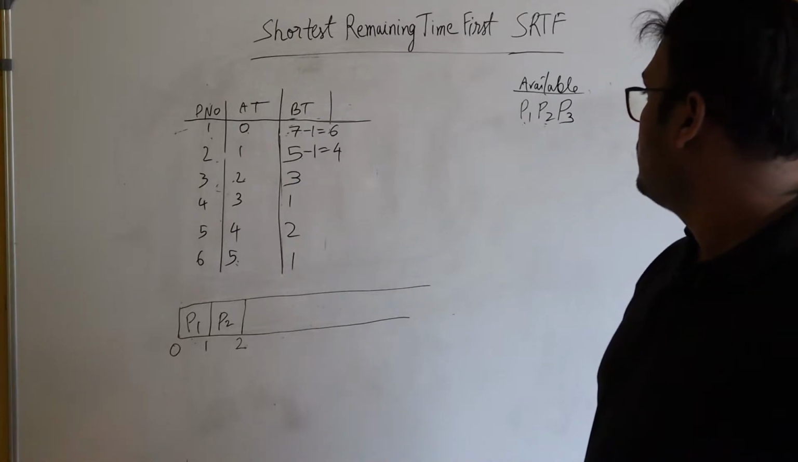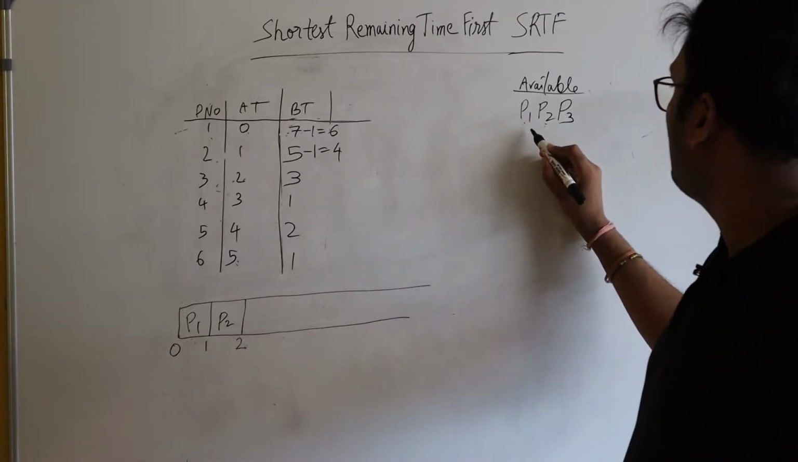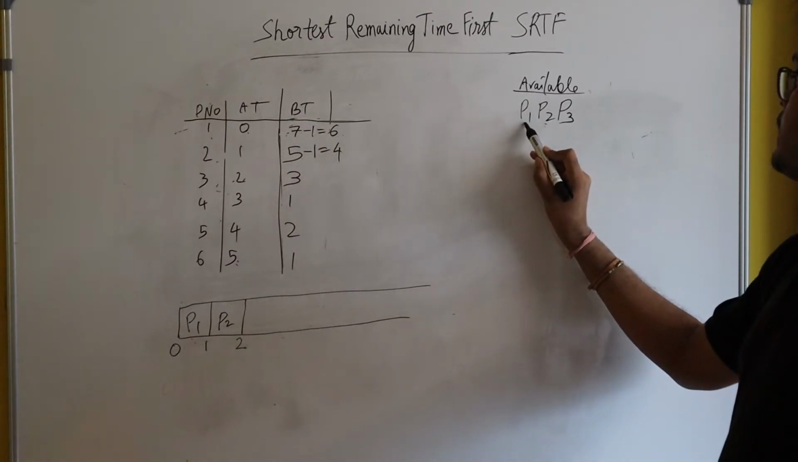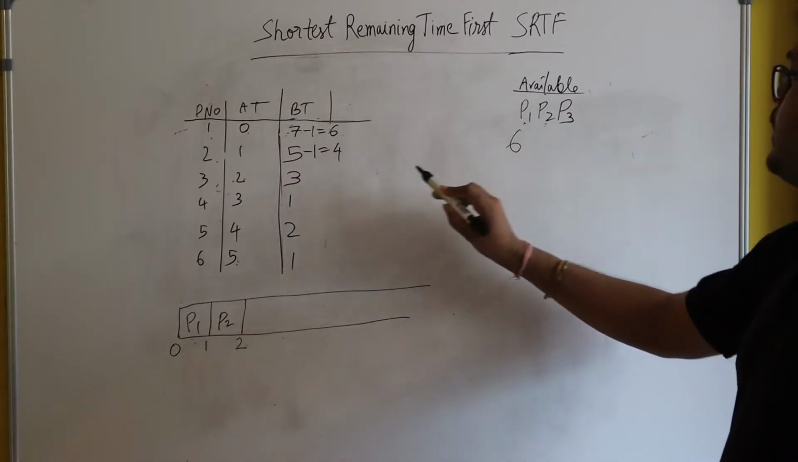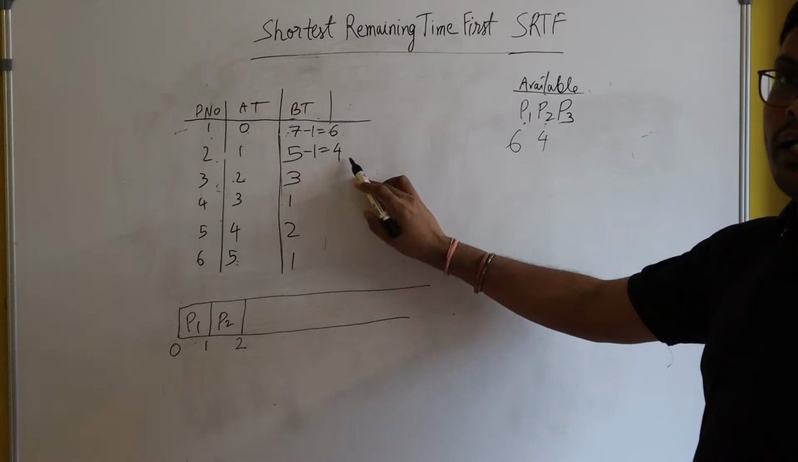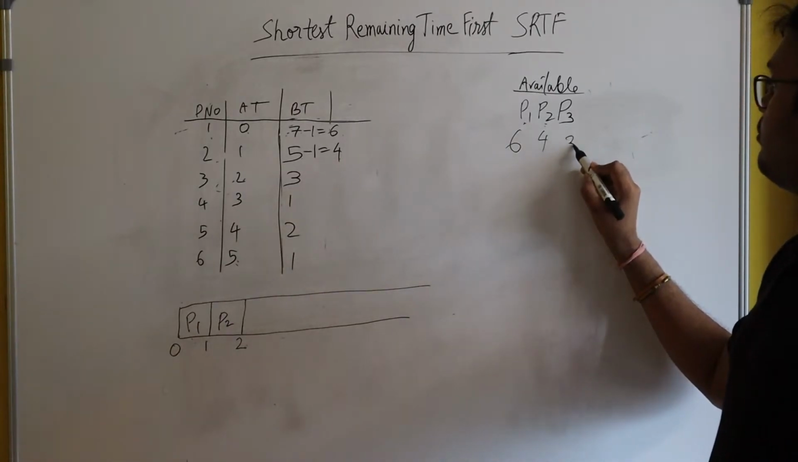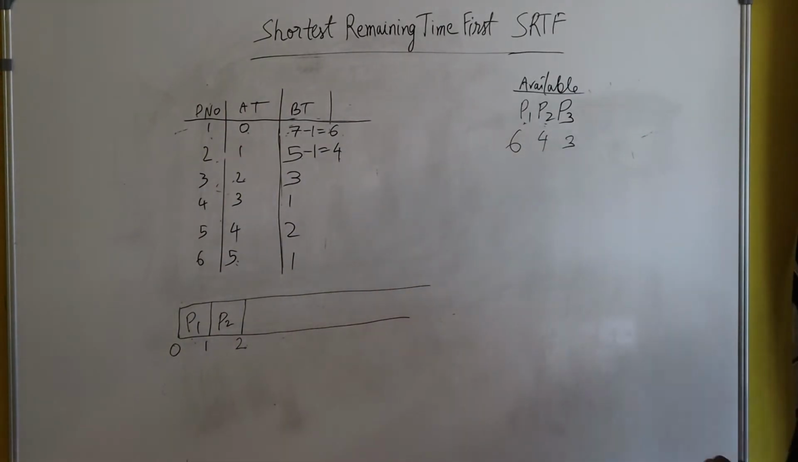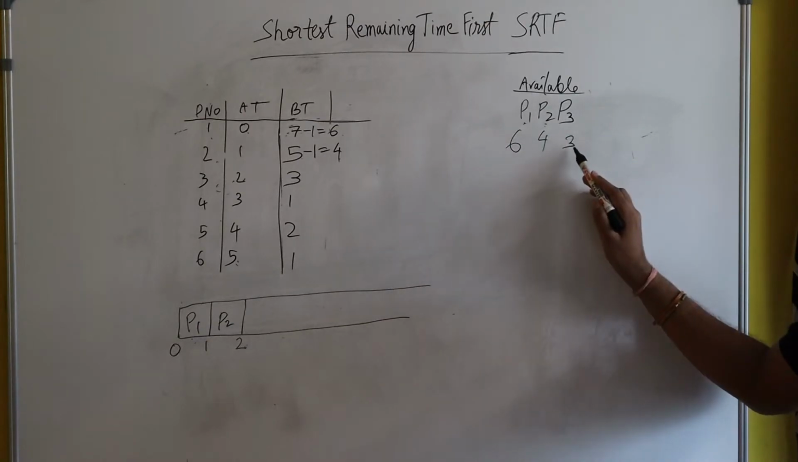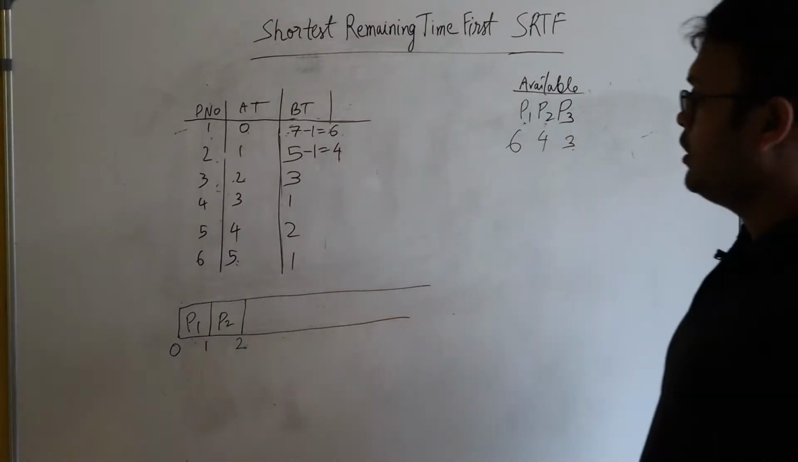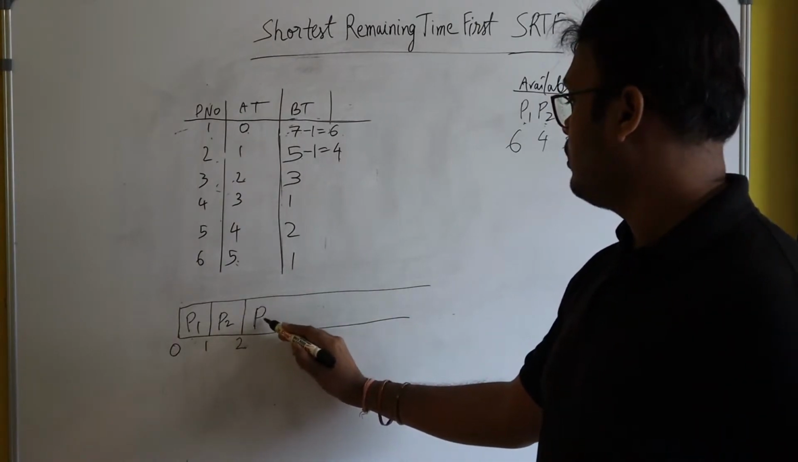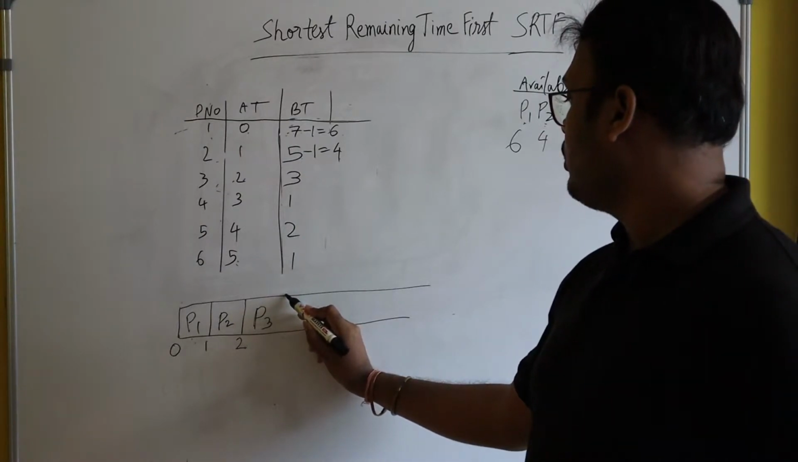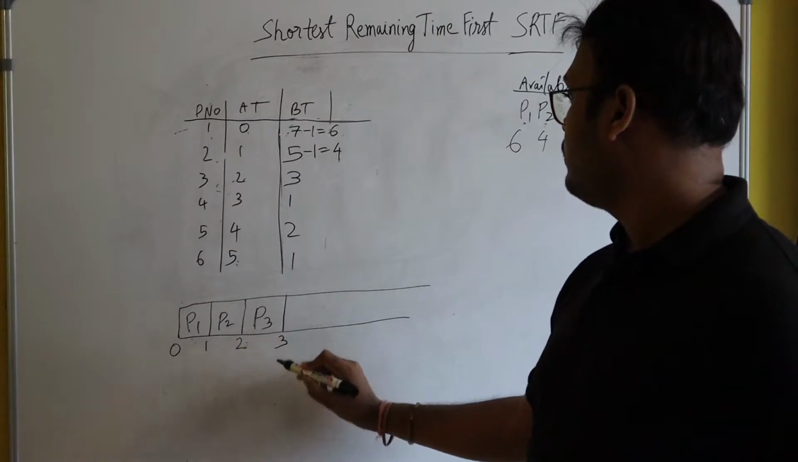Now P3 came. So how many processes are available now? P1, because it's still remaining, has 6 seconds left. P2 has 4 seconds left, and P3 has 3 seconds left. Among these 3 processes, which process to select? Obviously P3, because P3 has the lowest burst time. So here I will schedule P3, and after running for 1 second, it means from 2 to 3.